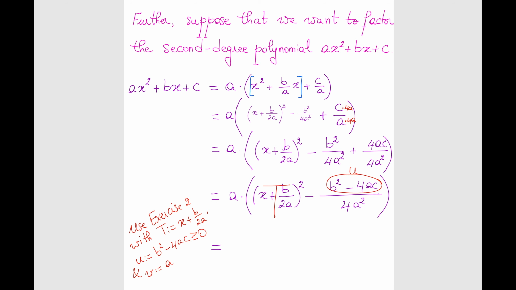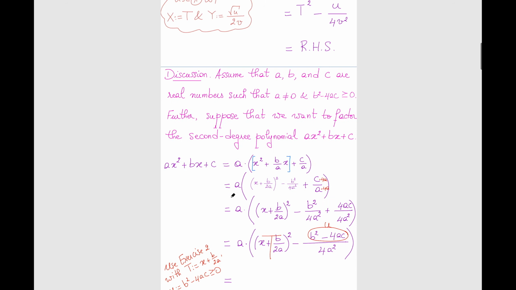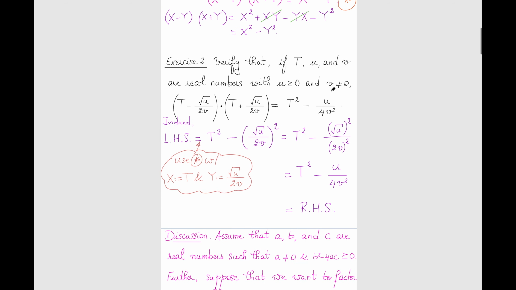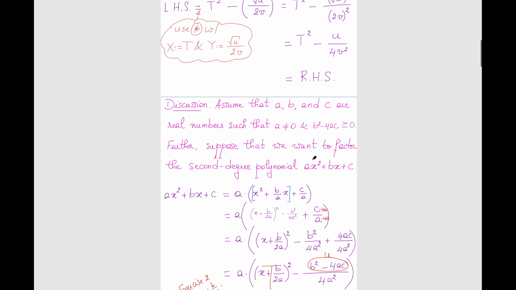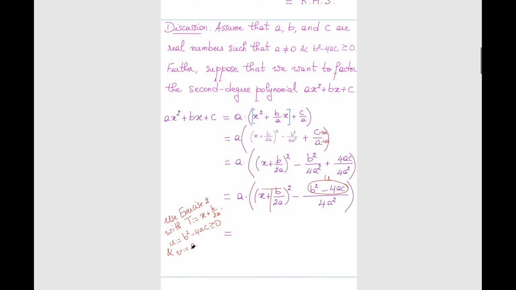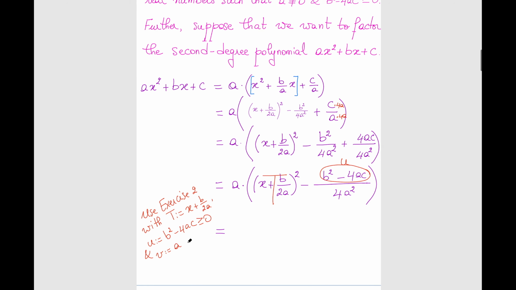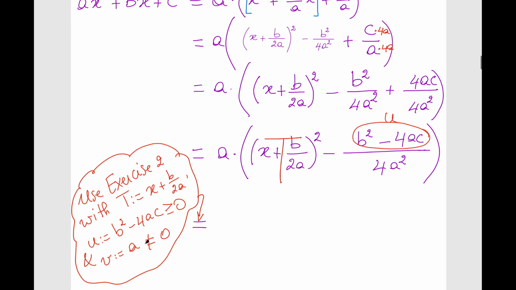So I can use it as the u in exercise 2. And the v here is supposed not to be 0. And who's playing the role of v? It's the a. And what do we know about a in our discussion? It's not 0. So all the conditions of exercise 2 are verified. And as such, I can employ it with my choices of t, u, and v, right? All right, and what does exercise 2 tell me?